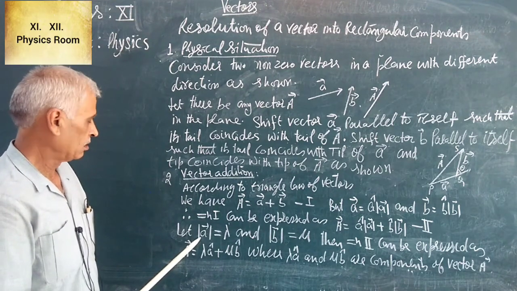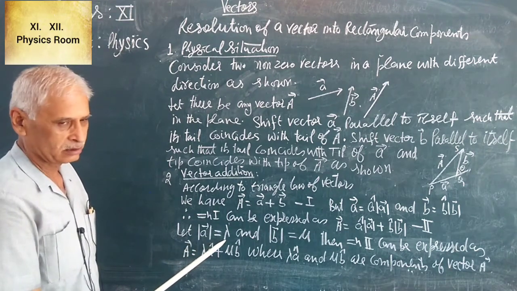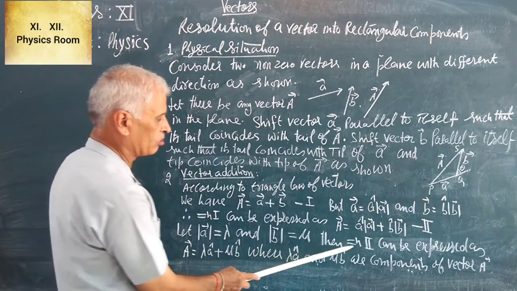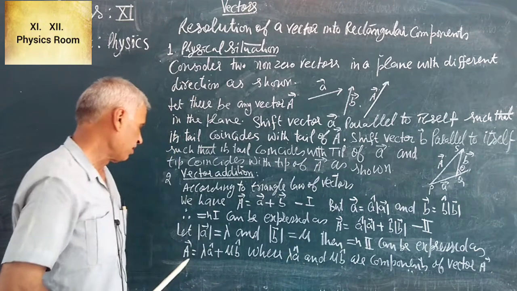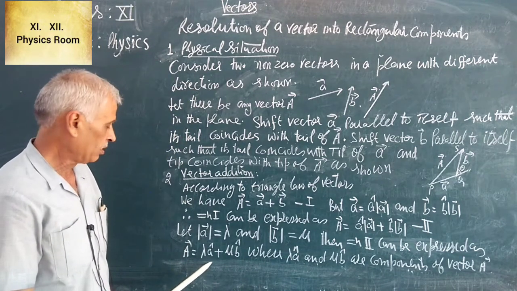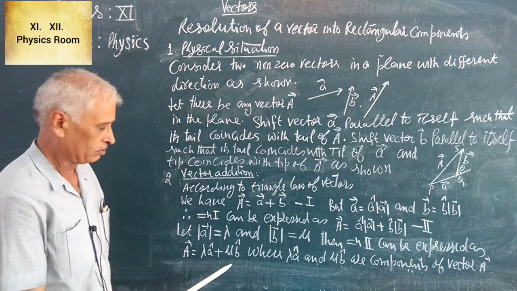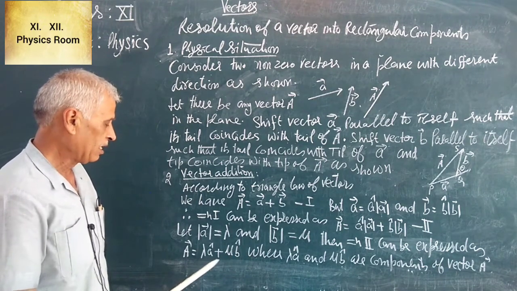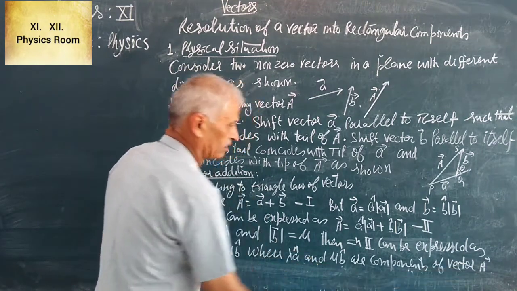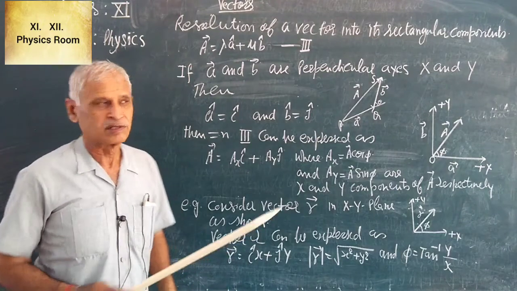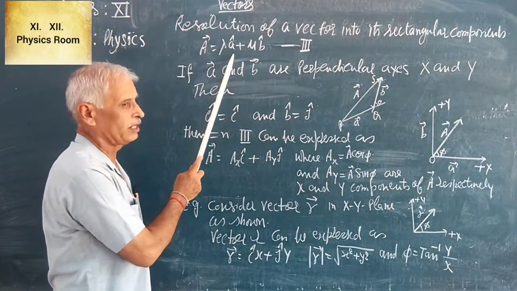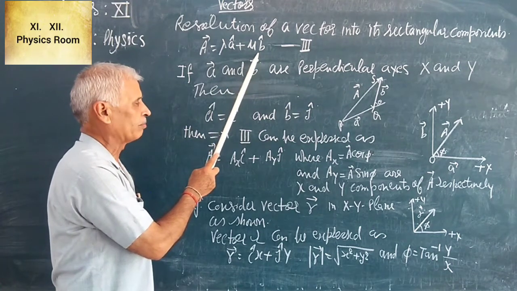Let mod A be equal to lambda and mod B be equal to mu. Then equation 2 can be expressed as vector capital A is equal to lambda into A cap plus mu into B cap, where lambda A and mu B are rectangular components of vector A. Now, consider equation 3: vector A is equal to lambda A cap plus mu B cap.